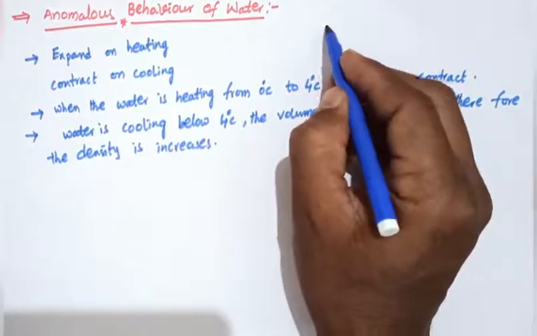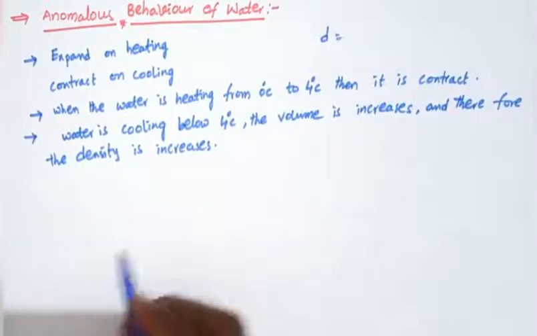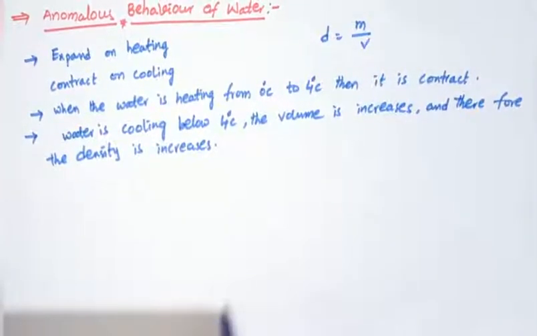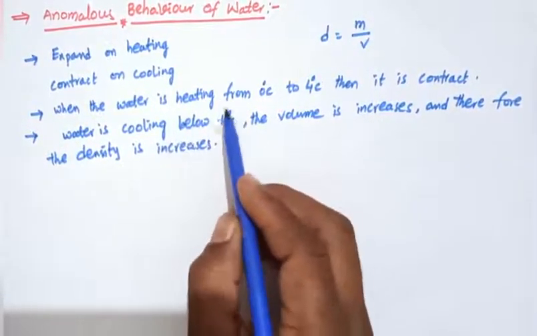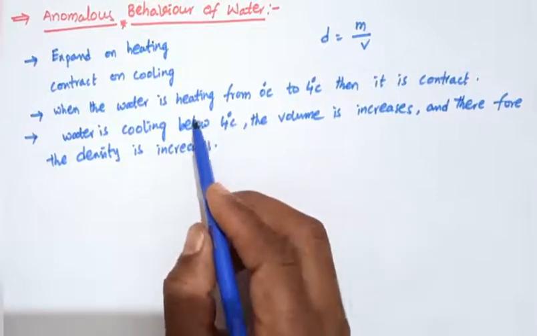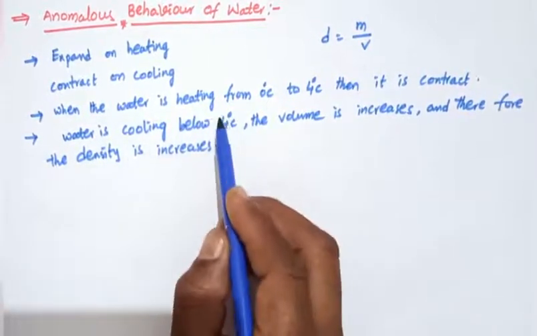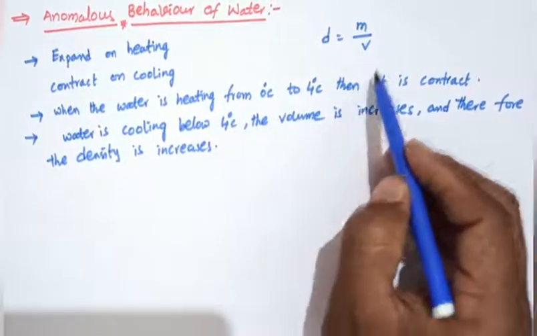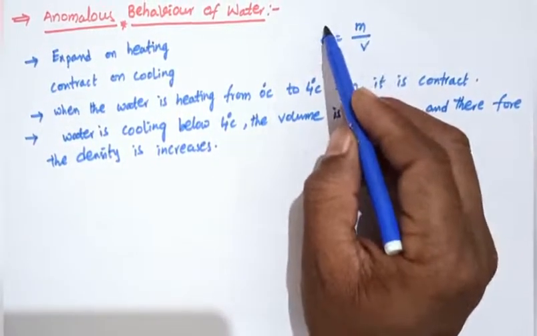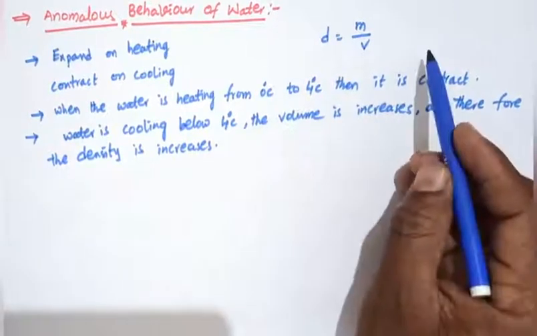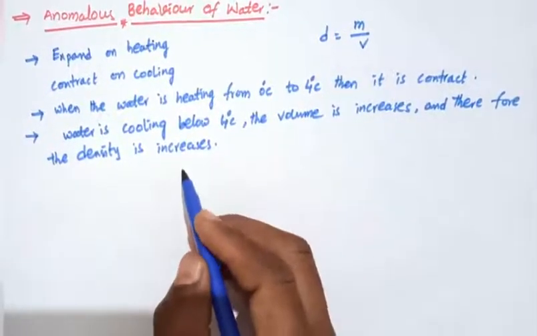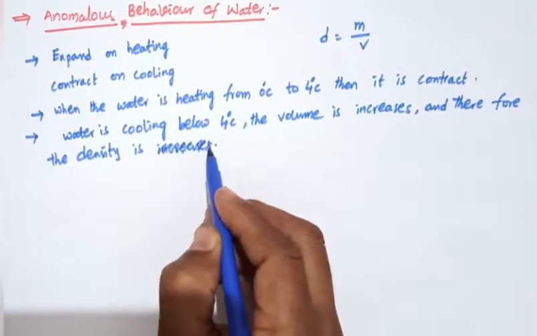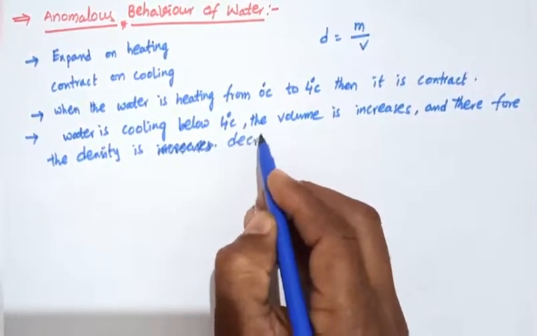Density D equals mass by volume, we know that. So when water is cooling from 4 degrees Celsius to 0 degrees Celsius, what happens? Volume increases, density decreases. Density decreases.